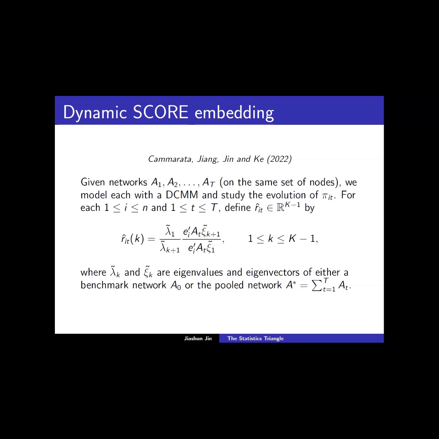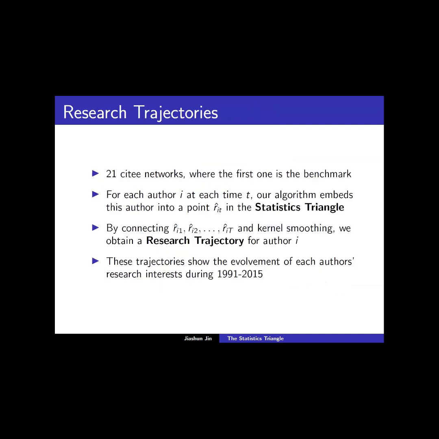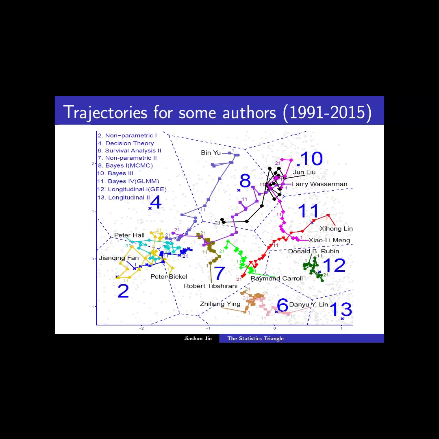So the technical detail here is that we use a projection to align the Ray's pi_i from these 21 networks. Now here's the result. We have 21 of them. For each author, our algorithm embeds this author at a point in the statistics triangle. We align the vertices and collect the points, and that's a trajectory. We're going to show a whole bunch of trajectories for a whole bunch of authors.